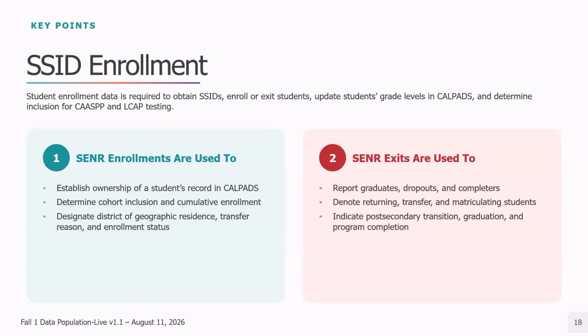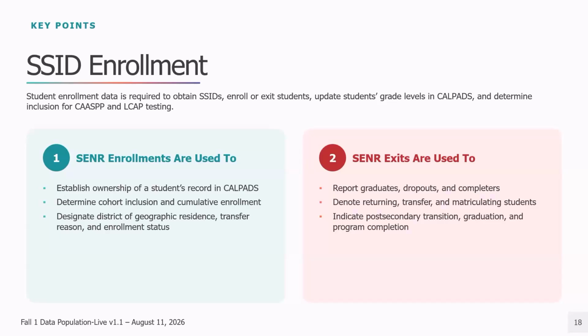So the SENR file is essential for establishing ownership of a student record. This ownership is what allows your LEA to submit additional records for a student in CALPADS. The ownership period is defined by the enrollment start and enrollment exit date in the SENR record at your LEA. So without this ownership, no other student data submissions can be made.